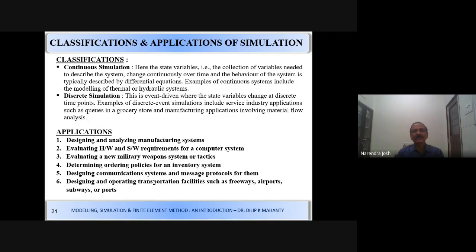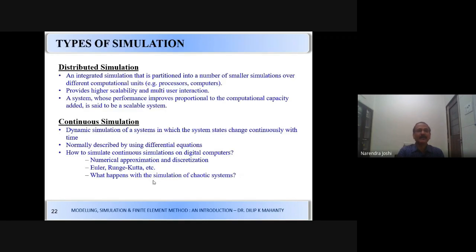Determining the ordering policies of an inventory system, designing communication systems and message protocols for them, and this fifth one is very apparent in modern day life. You look at the social networking and social systems we develop through this communication system. Last one, but not least, designing and operating transport facilities such as freeways, airports, subways, ports, which is basically for facilitating us traveling from one part to another.